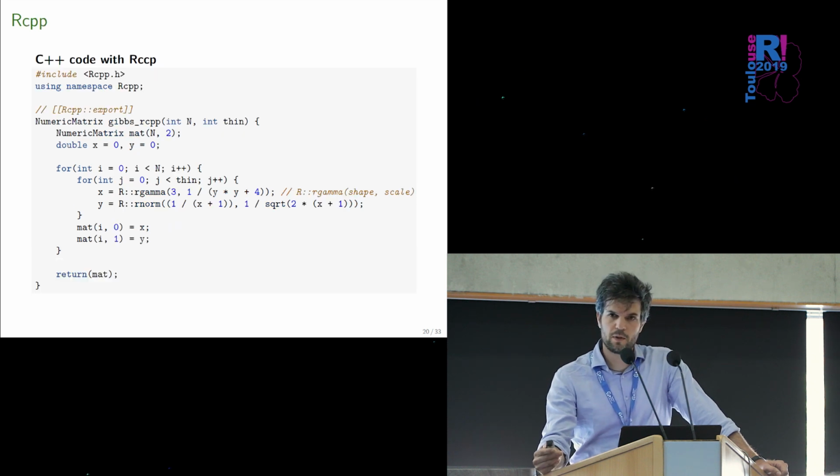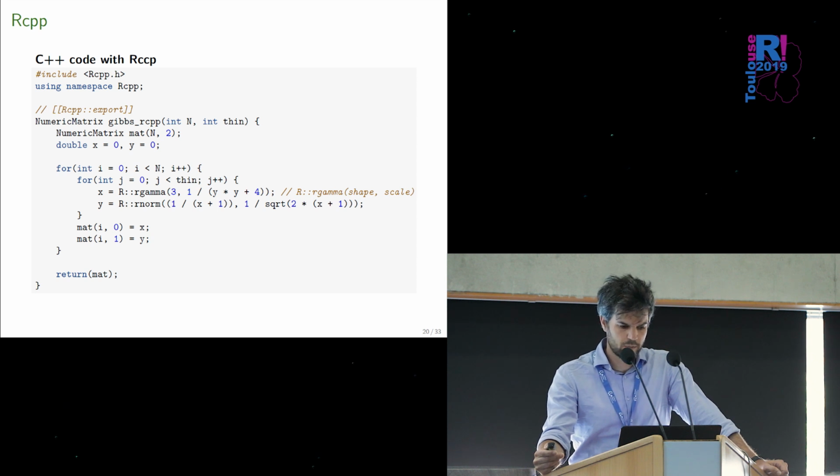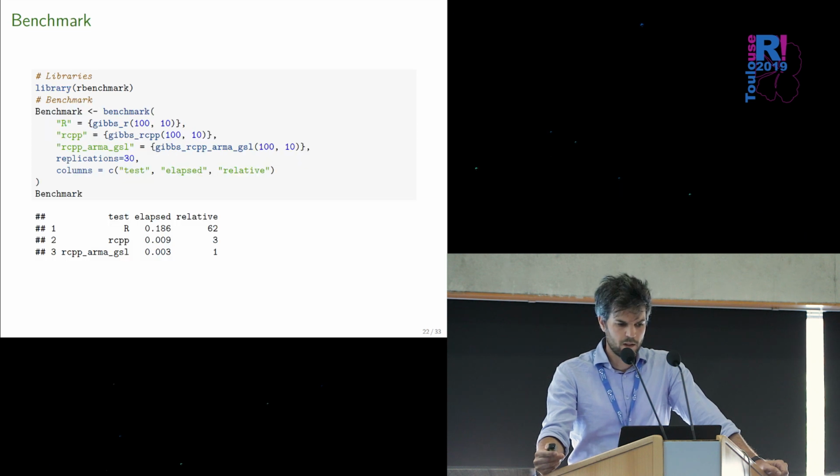And this is the C++ code using Rcpp. Here we are only using Rcpp syntax and the R random number distributions available in the R API, so R::rgamma and R::rnorm. And then we compare this with a third approach, including Armadillo and GSL. And here we use the GSL random number distributions.